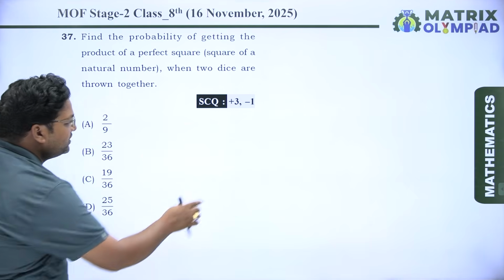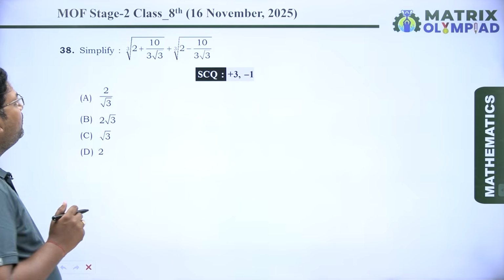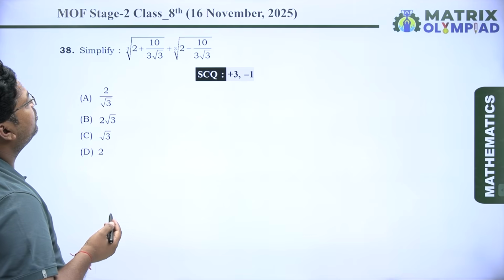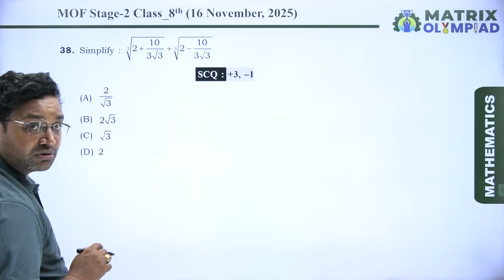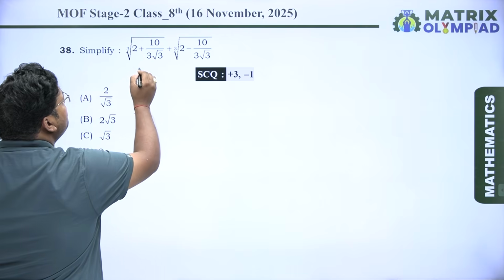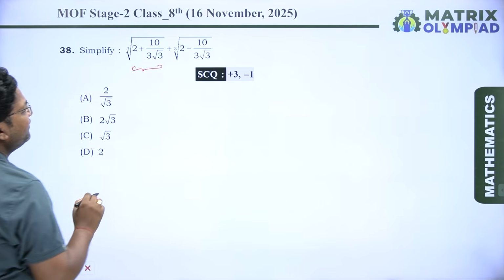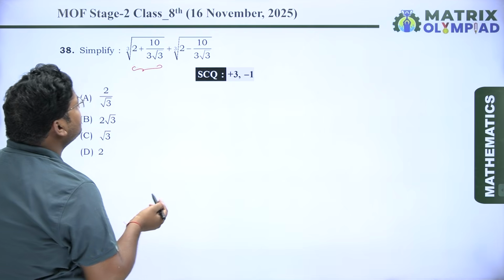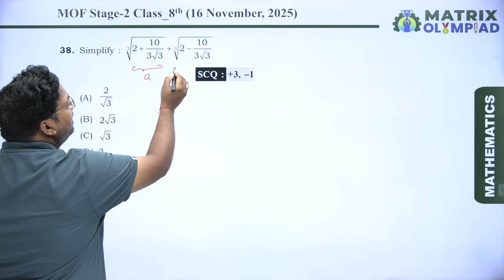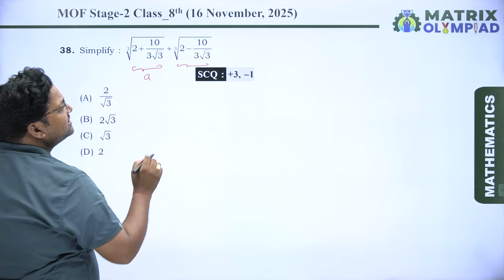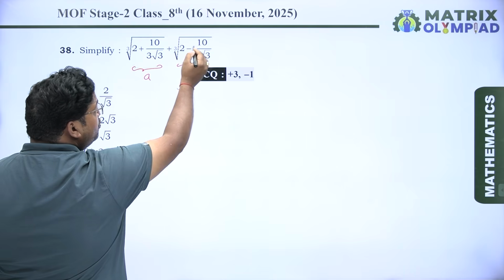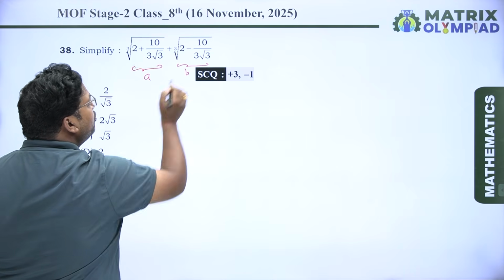Now coming to the next question. Simplify cube root of (2 + 10/(3√3)) plus cube root of (2 − 10/(3√3)). First of all, we have to assume that cube root of (2 + 10/(3√3)) equals A, and cube root of (2 − 10/(3√3)) equals B.